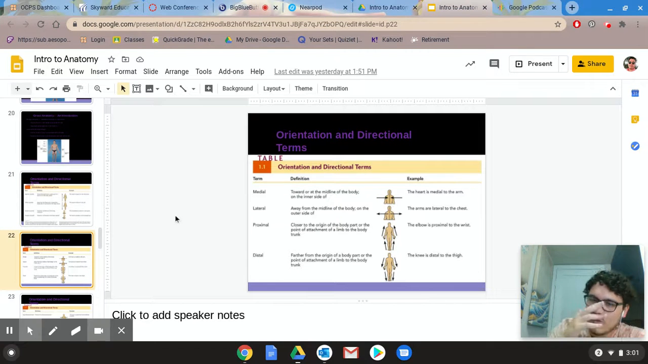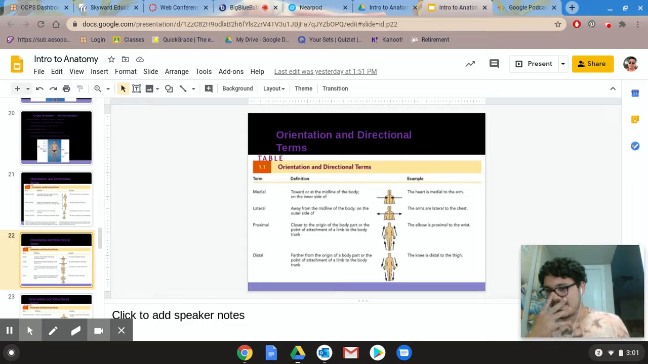Next, medial and lateral. When I hear the word medial, I think of middle. When I hear the word lateral, I think of the lateral outsides, right? So with regards to medial, literally you see the middle of the body. So the example they give is that the heart, even though it's not in the dead center of the chest, the heart is medial to the arms. So it's more towards the middle compared to the arms.